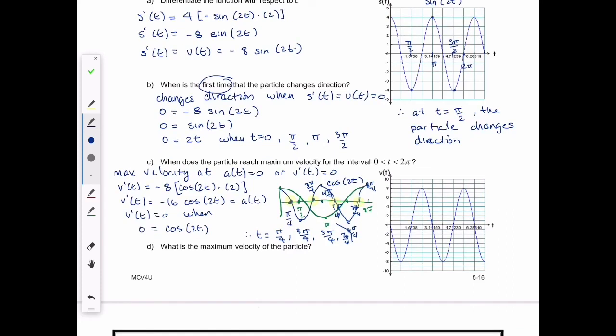Part D asks, what's the maximum velocity of the particle? So let's go back to our v of t. So maximum velocity, so we need the v of t, which is equal to negative 8 sine of 2t. I'm going to replace the t with my pi over 4, because they're going to be all the same. That means we have negative 8 sine of 2 times pi over 4, which is really 1/2. So this all goes to pi over 2, and sine of pi over 2 is equal to 1. And then we have v of pi over 4 is going to be equal to negative 8. So the negative is this direction. Therefore, the 8 meters per second is the maximum velocity.